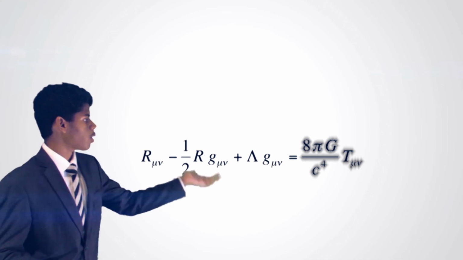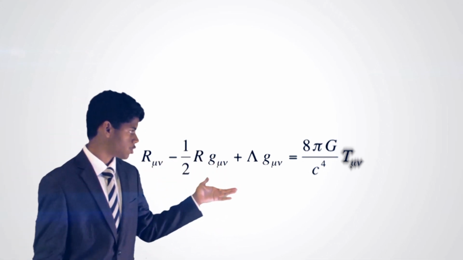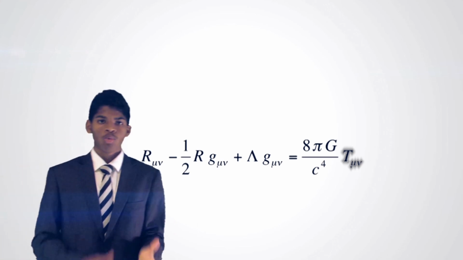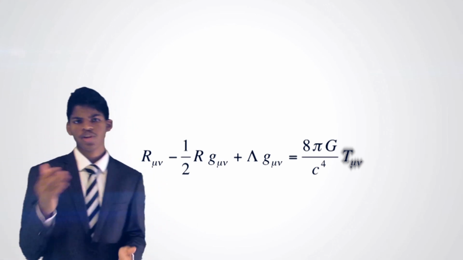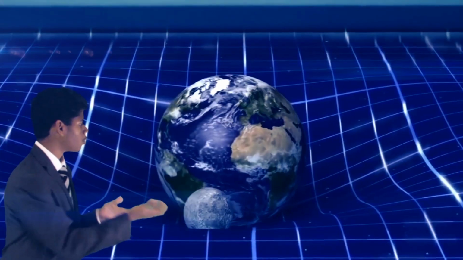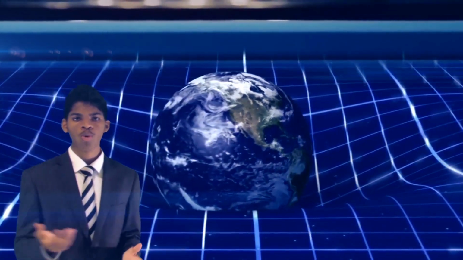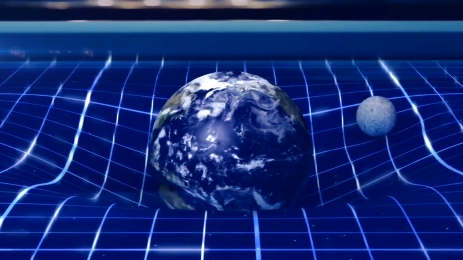The right-hand side represents the matter moving through the space. T mu nu is known as the energy stress tensor, which characterizes the energy within the environment, and the equality between the two embodies the heart of Einstein's theory, that matter and energy warp the fabric of space and time.